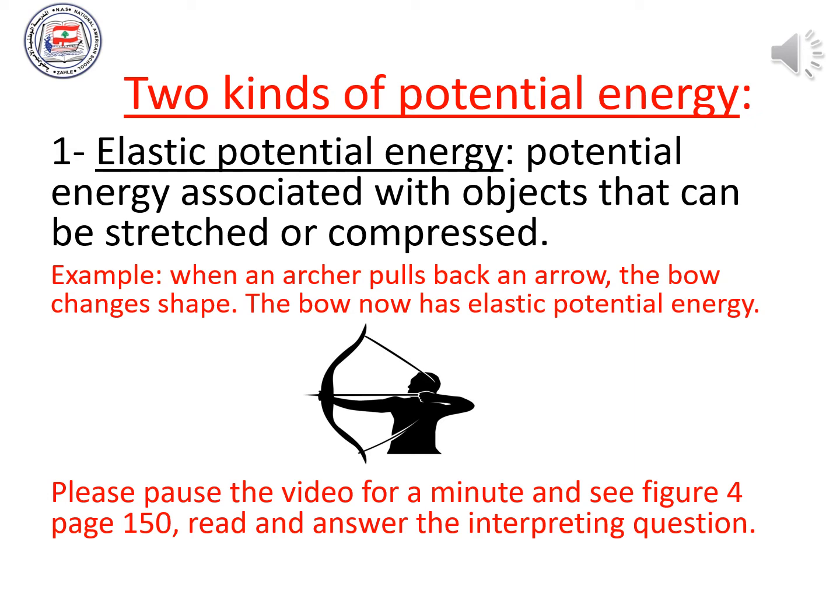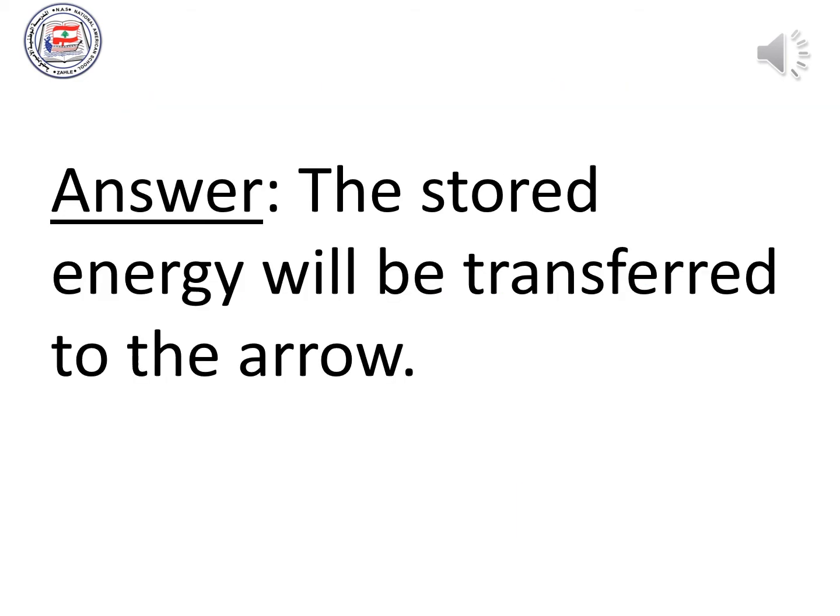Please pause the video for a minute and see figure 4, page 150. Read and answer the interpreting question. The answer is that the stored energy will be transferred to the arrow. So whenever the archer pulls back the bow, he changes the shape of the bow. Thus, he transfers energy to the bow that is stored in the form of elastic potential energy. This energy is later on transferred to the arrow.